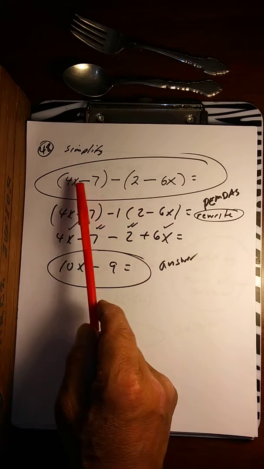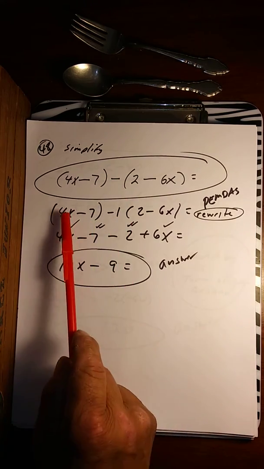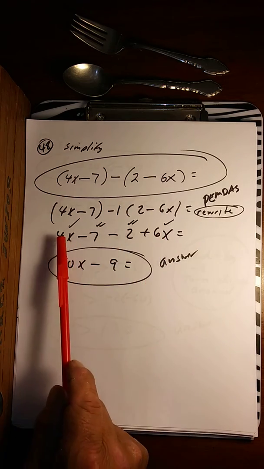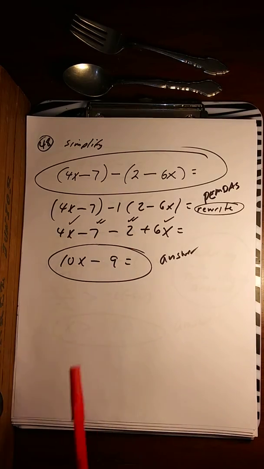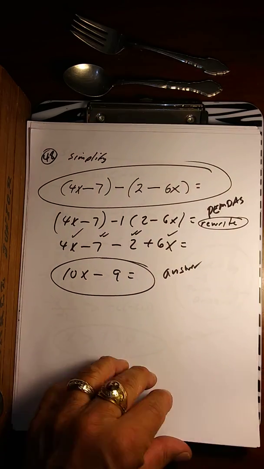Simplify this. So let's rewrite this. Copy this and put a 1 in front of that. There. So we have 4x minus 7. Negative 1 times that, negative 2. That's negatives, positives. Now 4x and 6x is 10x, and negative 7 and negative 2 is negative 9. So 10x minus 9 is the answer.